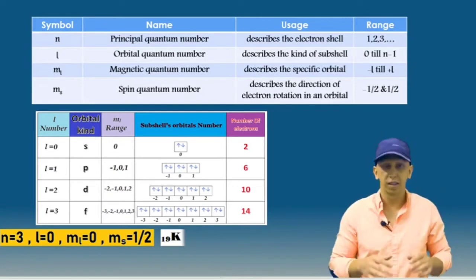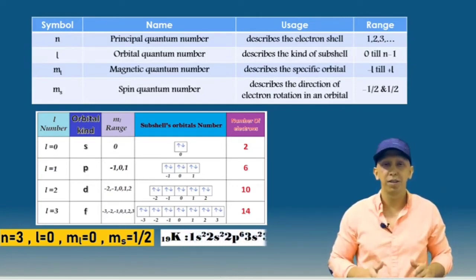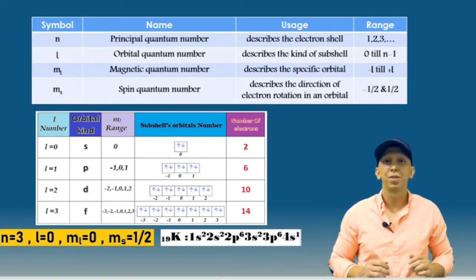So we write its electron configuration. We start with 1s2, then 2s2, 2p6, 3s2, 3p6, 4s1. So we start finding our specific electron.